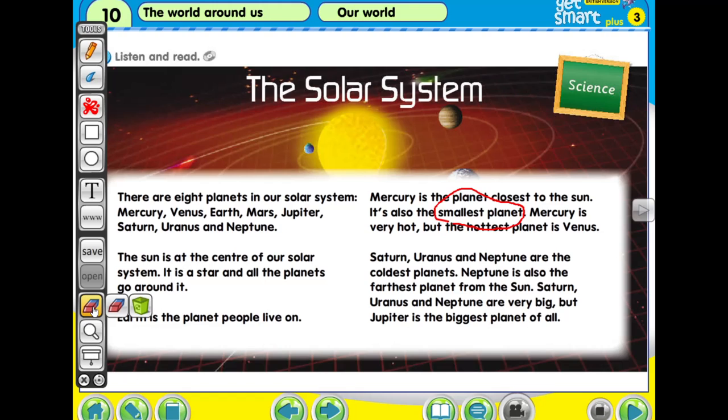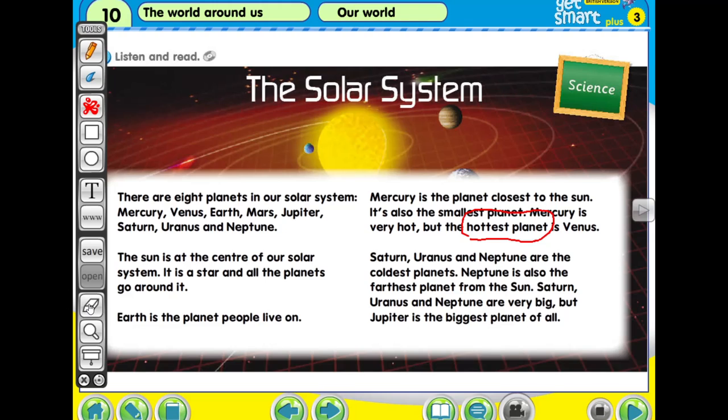Alright, we proceed. This statement here, Mercury is very hot. Mercury is hot. But the hottest planet is Venus. Hottest planet. So we are going to ask, which is the hottest planet? The answer is Venus. Okay, now repeat after me. Which is the hottest planet? Which is the hottest planet?